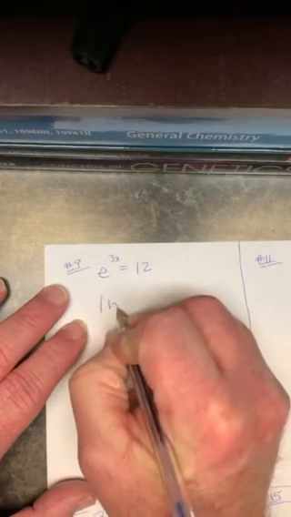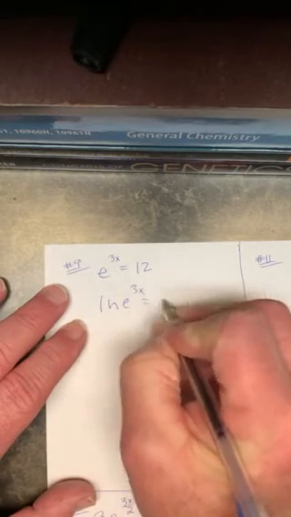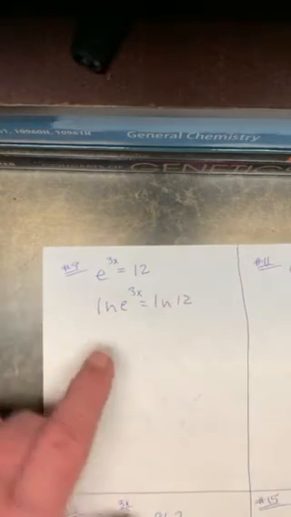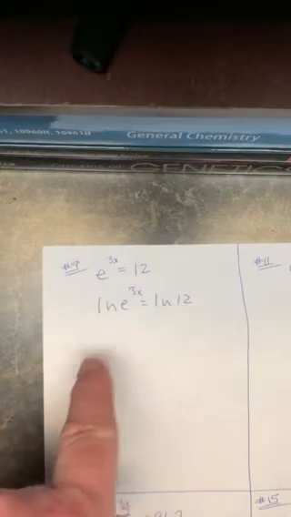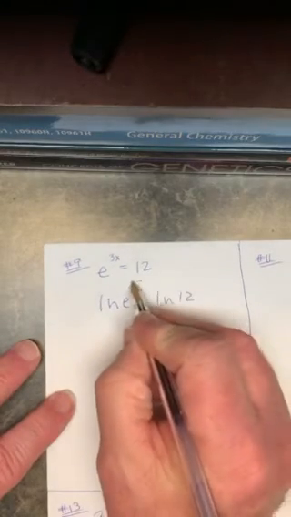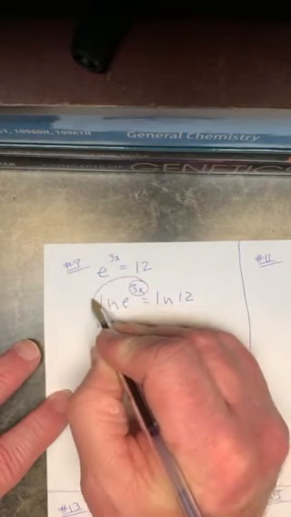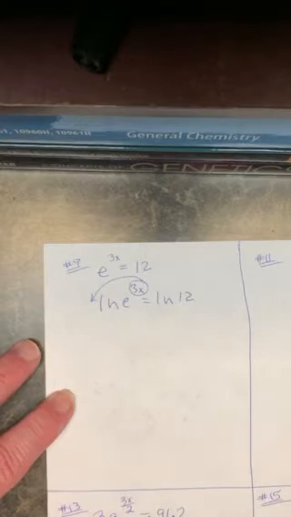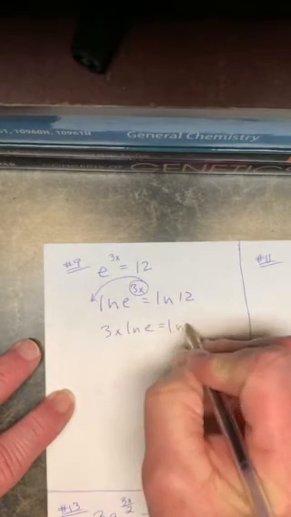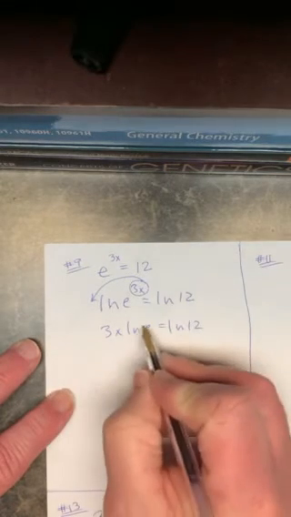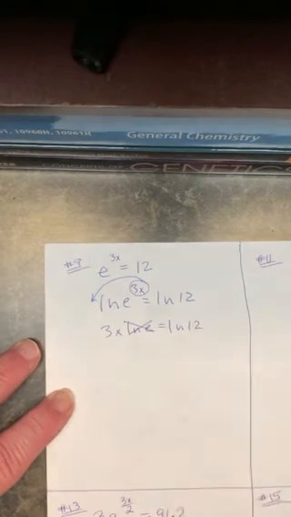I'm going to have ln of e to the 3x equals ln of 12. Whatever I did to one side, I did to the other. I natural logged both sides. This exponent goes out in front like we've been doing. So I have 3x ln of e equals ln of 12. The ln e is irrelevant because it's really a 1.